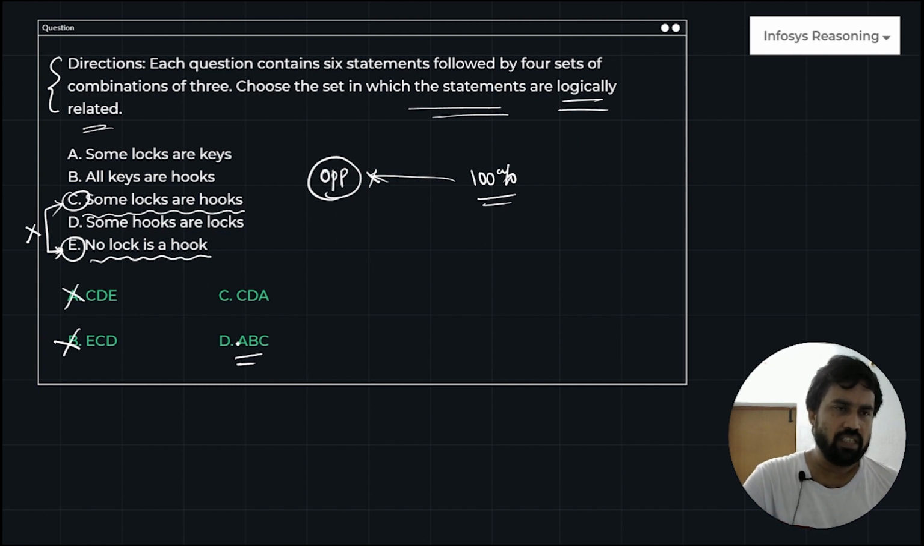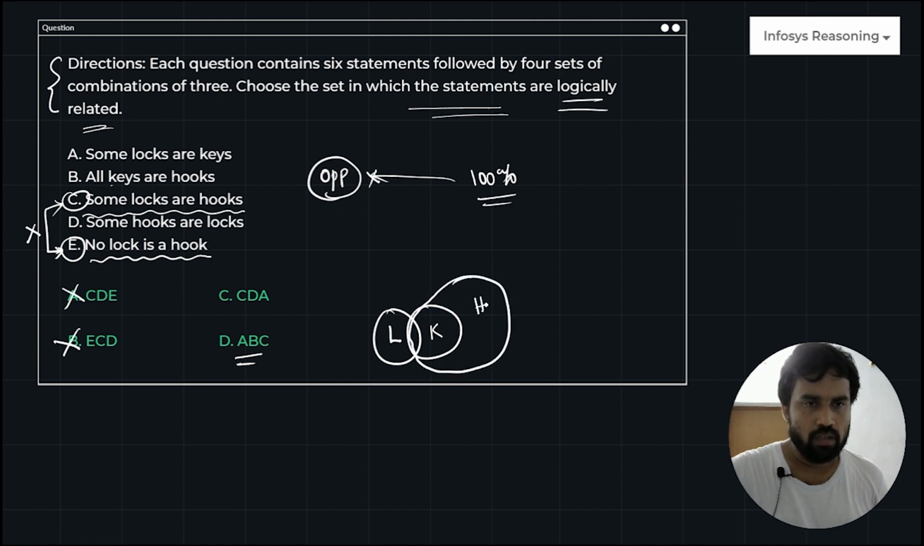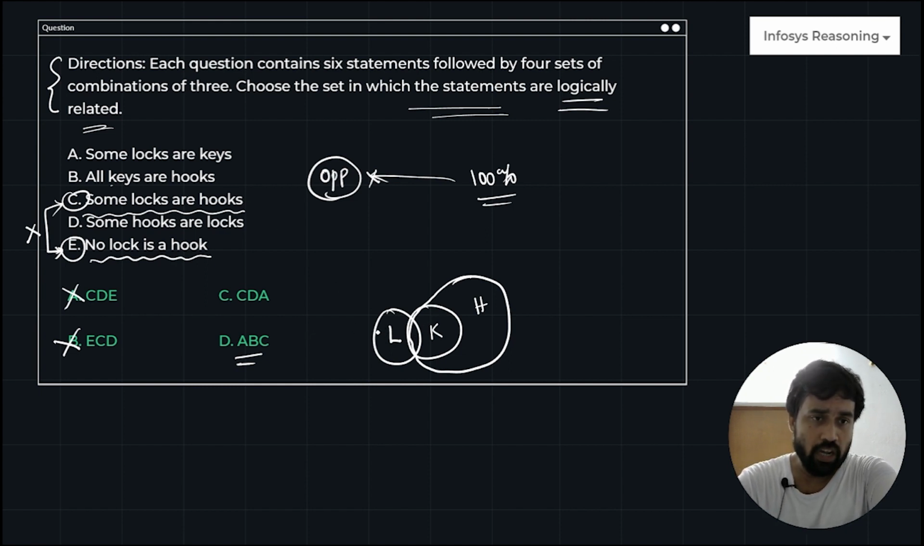So what is A? Some locks are keys. Okay. Next, B. All keys are hooks. What is C? C is nothing but some locks are hooks. Yes. If I draw A and B, indirectly the third statement, which is statement C, is already embedded in this, which is logically related to the remaining things.